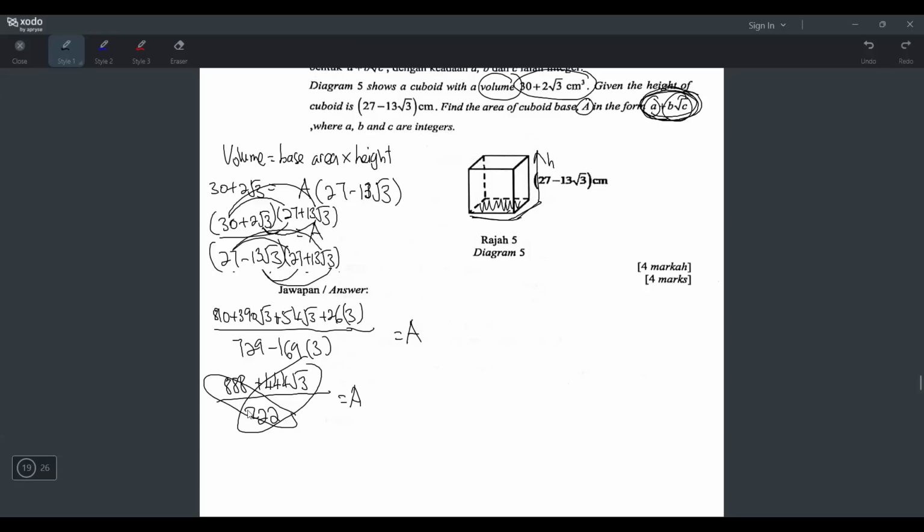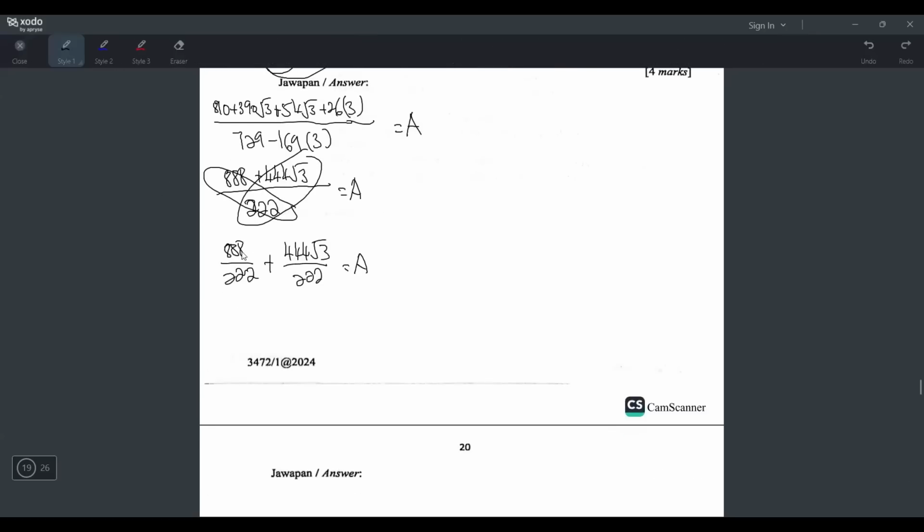So the way to split is like this. But you can only split when the bottom has one term. Yeah, when the denominator here has only one term, when the denominator has no plus or minus basically, then only you can separate it like this. So when you separate, it becomes 888 over 222 plus 444 square root 3 over 222. Like that. Okay, now you can simplify this further and you will get 4, and then this one you get 2 square root 3 equals to A.